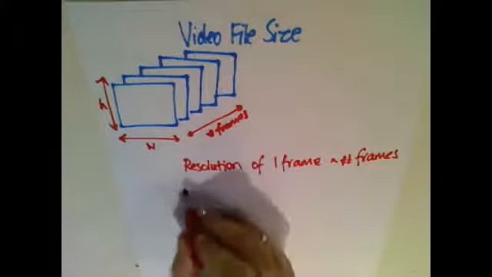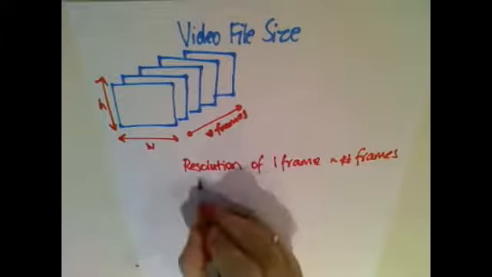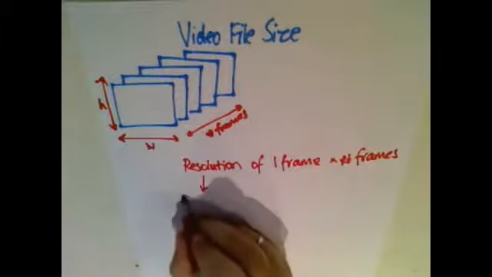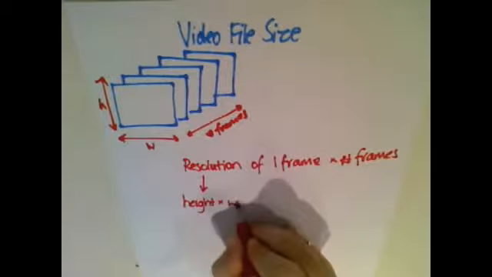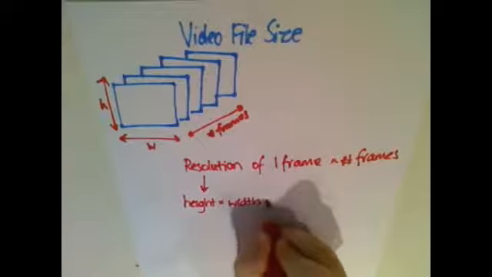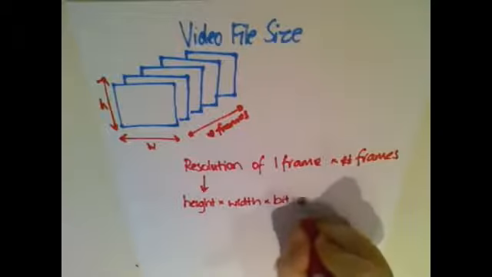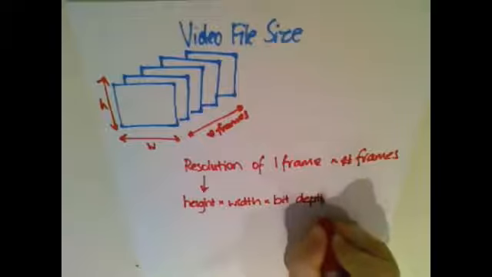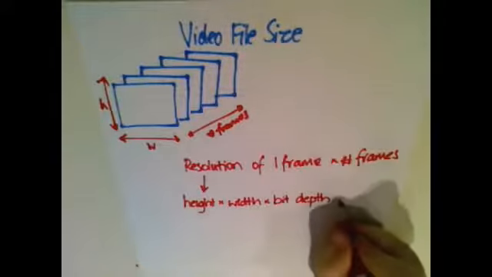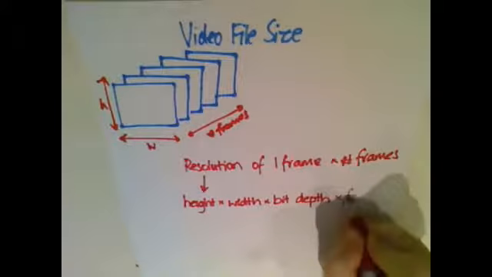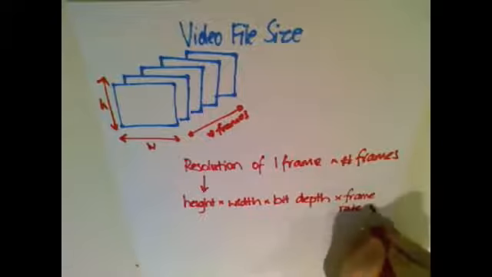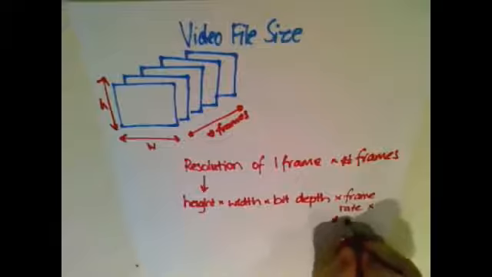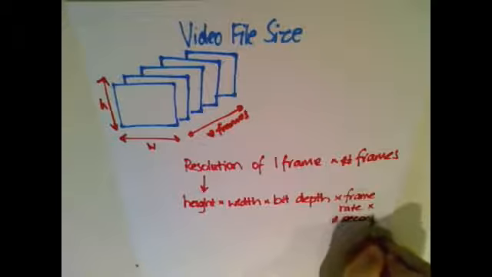So what we need to do is work out the resolution of one frame, like an image, which is the height times the width times the bit depth. Okay, and the number of frames is the frame rate times the number of seconds that the file goes for.